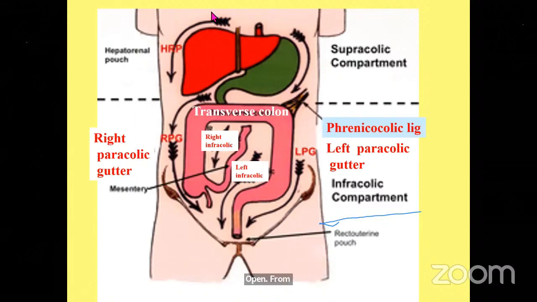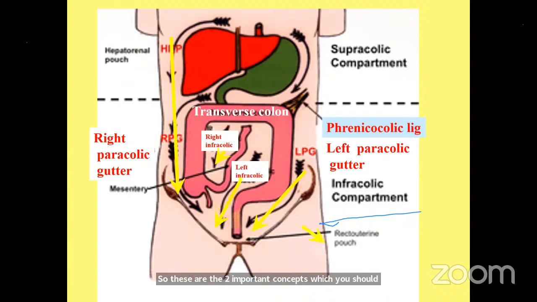From the diagram itself, you can very well make out. Right or left? Yes, left is open whereas right is closed. So these are the two important concepts which you should be knowing when you think about the supracolic and infracolic compartments.